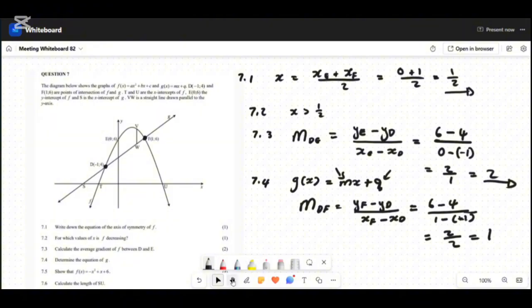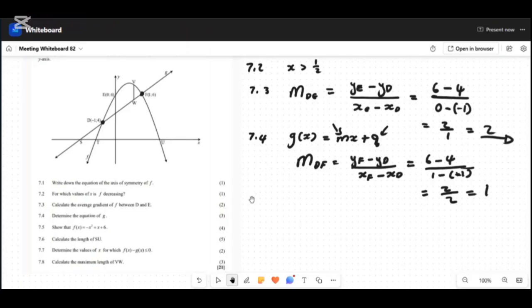Now you have a gradient. What do you do next? What you do next, you just go and take any other point. You can take any other point, it doesn't matter, as long as you take one point.